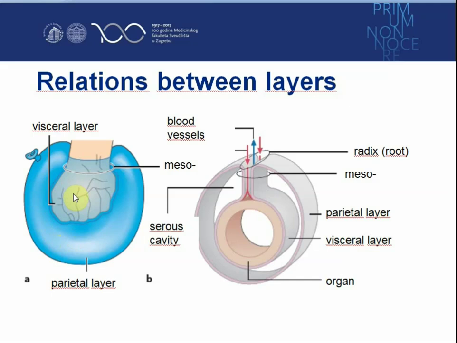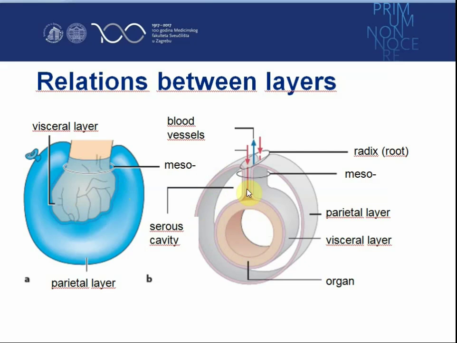Paries in Latin means the wall, which reflects its position on the wall of the cavity, and the part of the balloon that clings onto the fist is the visceral sheet of the serous membrane, shown here on the organ. Similar to the surface of the balloon, the sheets of the membranes are also continuous with each other and pass from one into another.